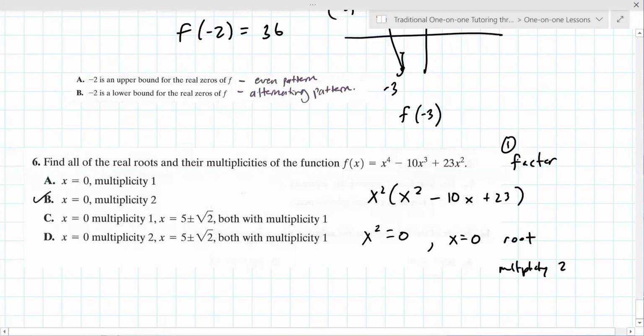Okay, so we're down to B or C. And you can right away tell the answer is D because there's got to be other roots here. They get those through the quadratic formula. I don't think we should spend the time doing that, so we can get through some more stuff here.